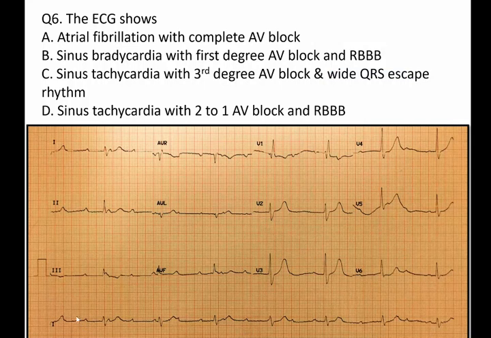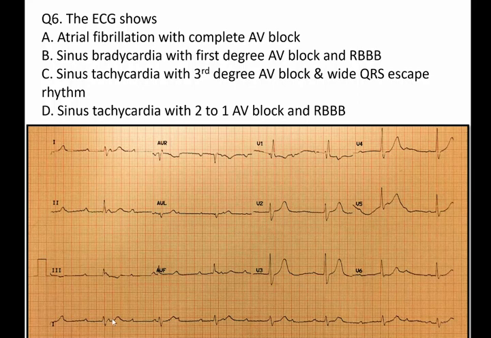Now you see that you have P waves which are upright. This is the rhythm strip, lead 2 and lead 1 in fact. And you find that the P waves are positive in lead 2, 3 and AVF. If you look at the atrial rate, it is just above 100. So this is sinus tachycardia, it can't be sinus bradycardia.